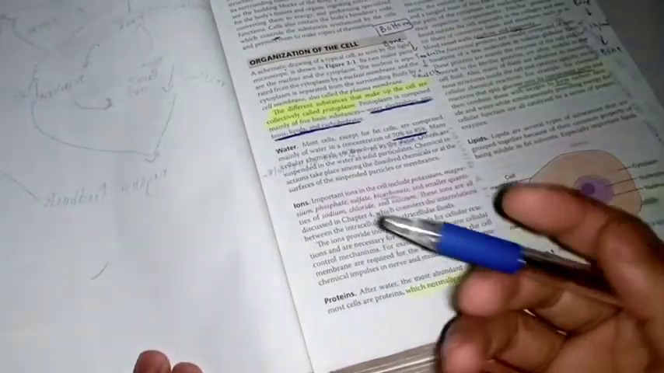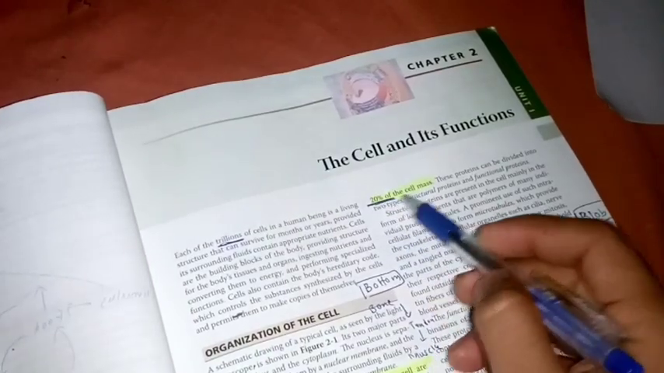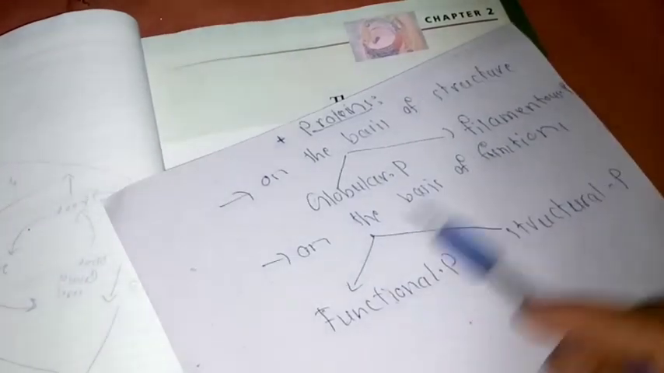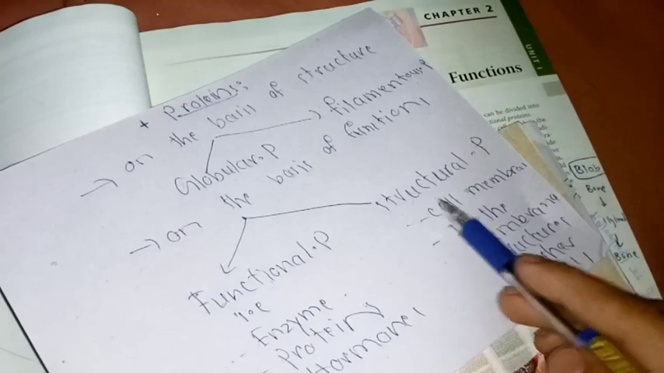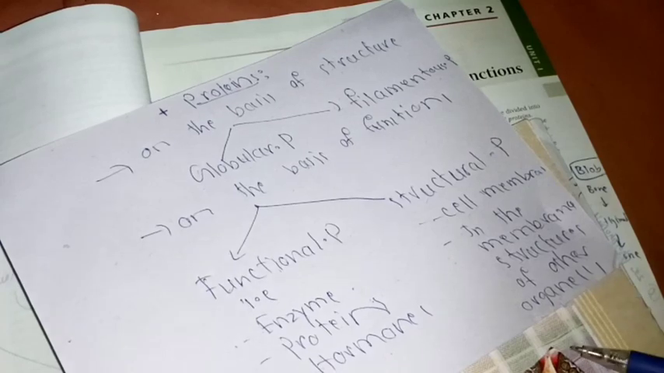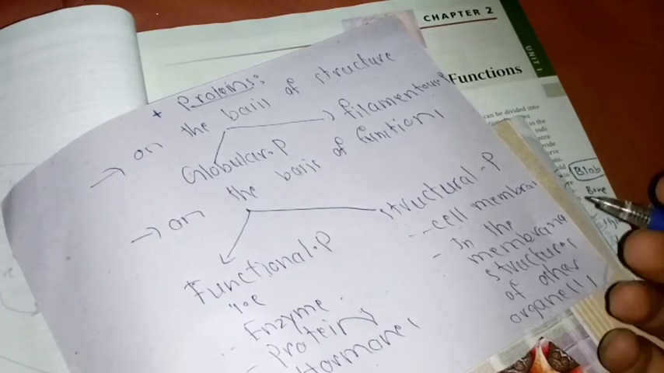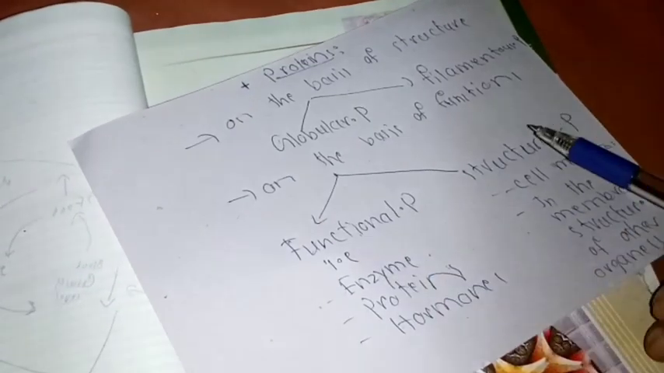Now, proteins. Proteins are the second most abundant component of a cell, consisting of 10 to 20% of the cell mass. Proteins are classified on the basis of structure into globular and filamentous, and on the basis of function into functional and structural. The proteins present in the cell membrane, and in the membranous structures of other organelles in the cells, for example the endoplasmic reticulum, the Golgi apparatus, the lysosomes, the peroxisomes, their membrane structures also consist of proteins. So this is the simple classification of proteins.